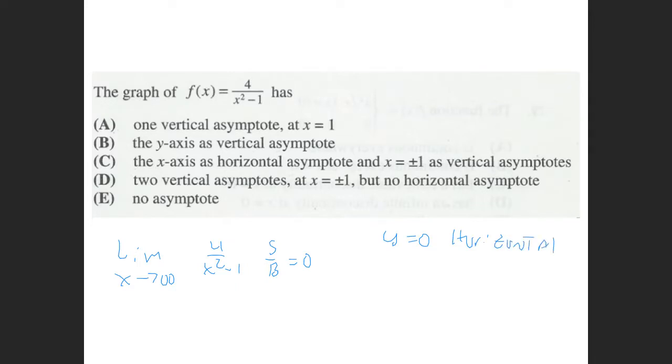That is a horizontal asymptote. Then, to find the vertical asymptotes, I just factor the bottom. x minus 1, x plus 1, over 4. Nothing crosses off. So I know that x equals 1 and x equals negative 1 are vertical asymptotes. And that's exactly what letter C said. The x-axis is a horizontal asymptote because the x-axis is y is equal to 0, and the two vertical asymptotes. Very nice.